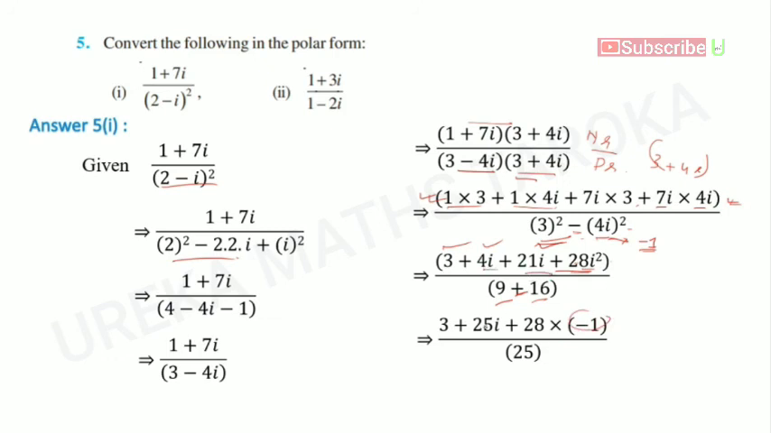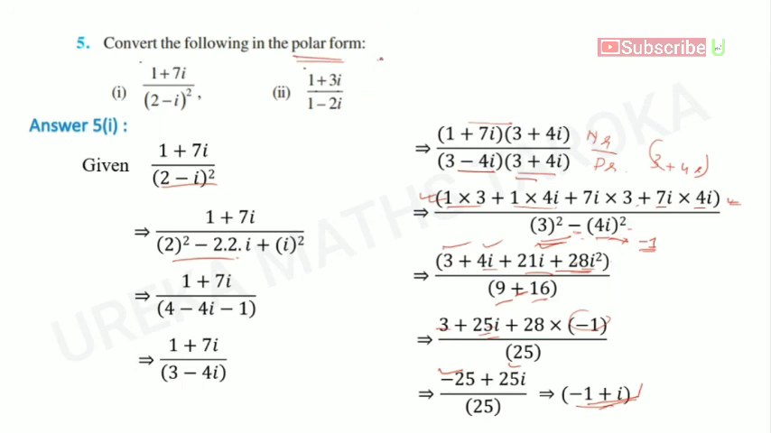Then 4i and 21i, you understood this much. Next, minus 28 plus 3 is minus 25, and 25i. Then your number is minus 1 plus i. This is in standard form. Actually, our question is to express it in polar form. So now we can proceed to find the modulus and argument.